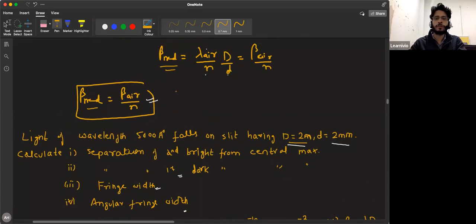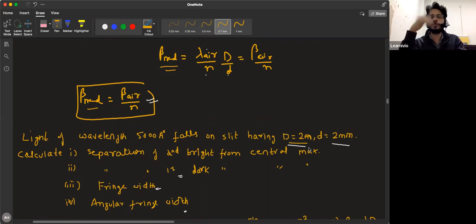Okay, before writing the question, just tell me what formula you'll be using here. Arpit, which formula will you use in the first part? See, these are formula-based things. Arpit cannot decide. Akshay, you need the separation of the second bright fringe from the central maxima. Which formula will you use? Nabil? Sir, the width of fringes. No, you don't need the fringe width. Yashika, which relation will you use to get the separation of the second bright fringe from the central maxima?